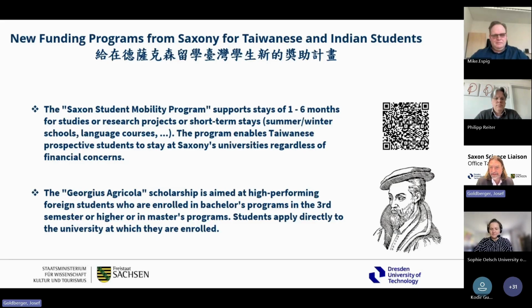And then there are also specific programs in Saxony. For example, we are offering scholarships within the Saxon Student Mobility Program. The next call will probably be in August this year. So this would be a way to make it easier for you to transfer to Saxony and start your studies in Saxony. And if you can prove yourself as a successful, very good student by showing good grades, you can later on also apply for the Georgius Agricola Scholarship.